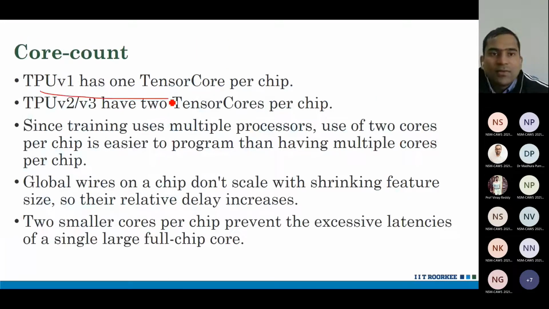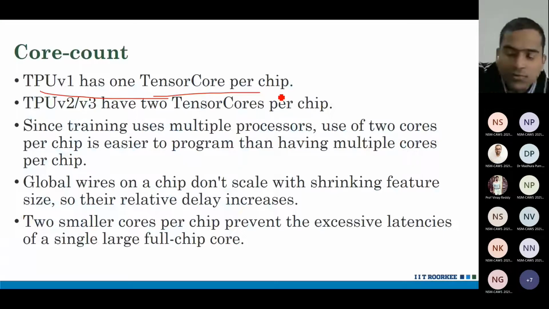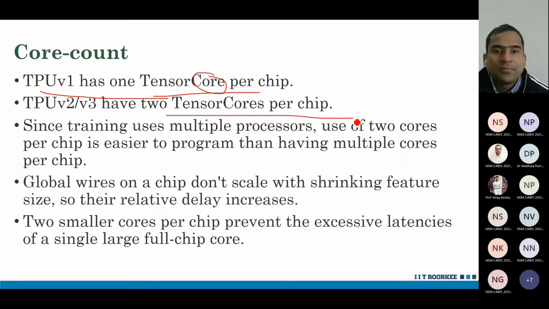Okay, now TPU version 1 has one tensor core. This tensor core is different from NVIDIA's tensor cores. Here everybody uses the same term tensor because tensor is a famous term, so we'll just call it core. Version 1 had only one core per chip, whereas version 2 and 3 have 2 cores per chip. Training uses multiple processes. In CPUs, we have increased the number of cores. GPU has a lot of cores. So why not increase the number of cores here? That is the reason. Using 2 cores per chip is easier to program than having multiple cores per chip. The more cores you keep, software becomes a challenge. Utilizing those cores becomes a challenge.